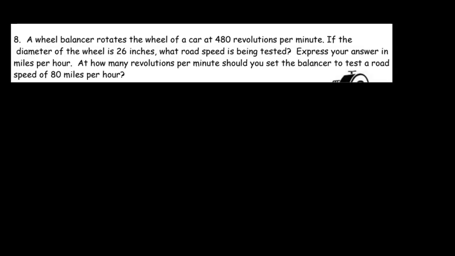We have a two-part problem here. The first part, they want us to find the road speed that's being tested by the spin balancer if it goes 480 revolutions per minute. So the road speed, this is linear speed. And then also they tell us to express it in miles per hour. So this should also be a little tip for you that this is going to be your linear speed. So just find our linear speed first.